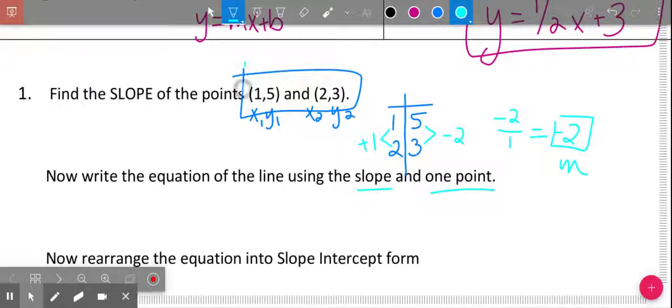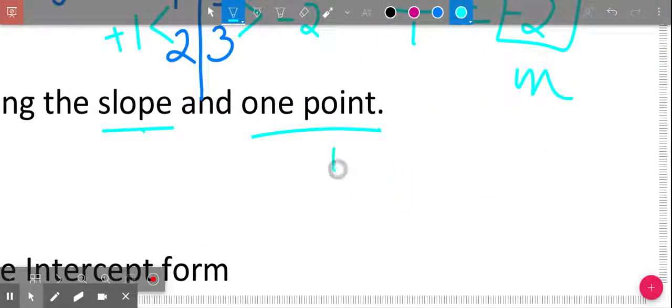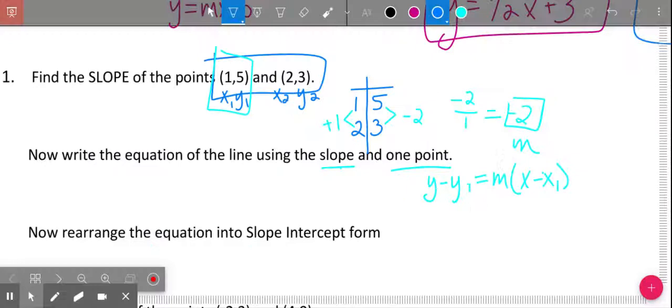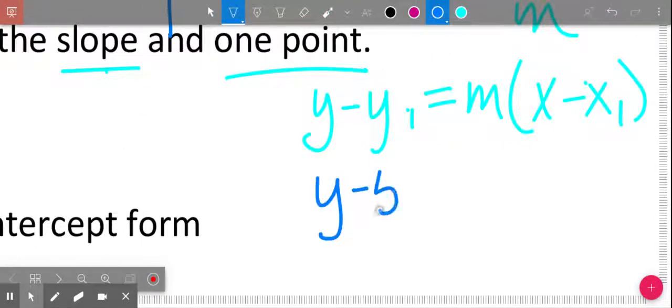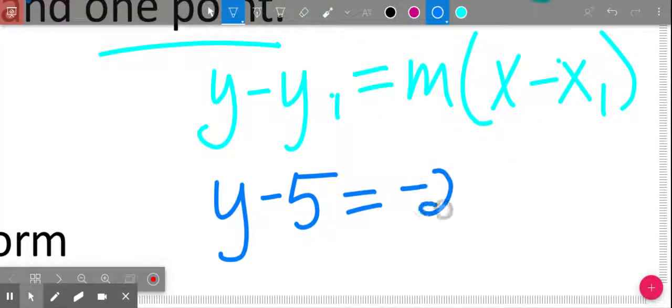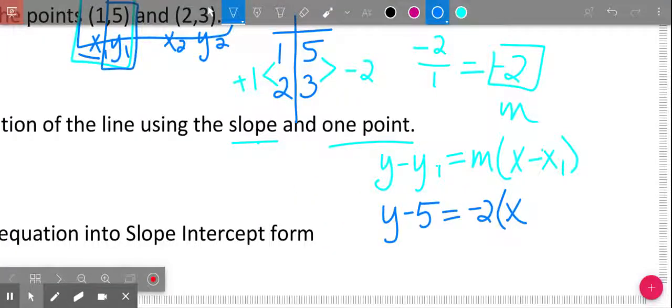Now we're going to write the equation of the line using the slope and 1 point. We can pick any point. I'm just going to pick the first one, but if you pick the second one, totally fine. Remember, we're given a slope and a point, so we need to use point slope form: y minus y1 equals m times x minus x1. So we're going to plug everything in. My y1 is 5. So I have y minus 5 is equal to my slope, which was negative 2, and then x minus my x1, which was 1.